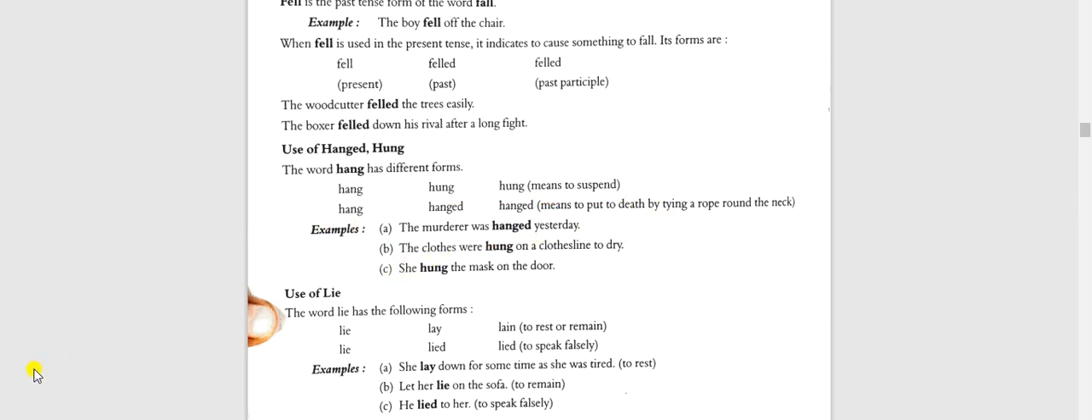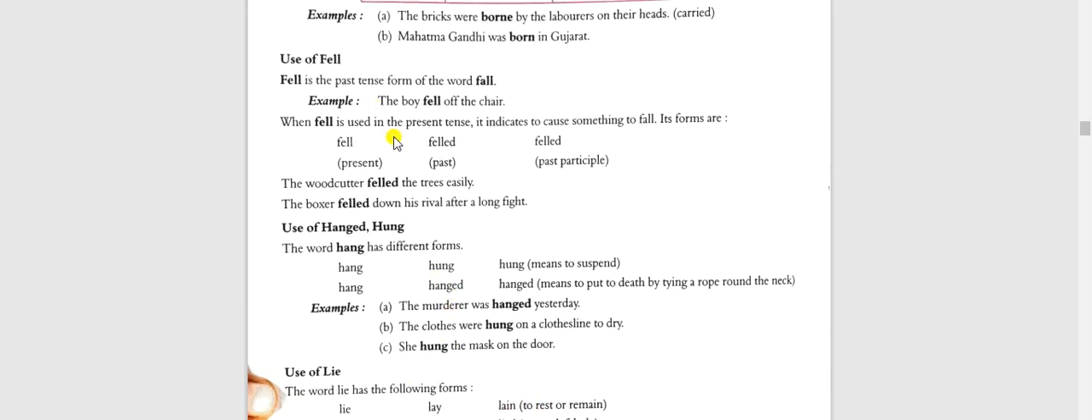Second, the clothes were hung on a clothesline to dry. It means the clothes were freely suspended with the help of a clothesline. She hung the mask on the door. Now the mask was also hanging by some hook on the door, right?